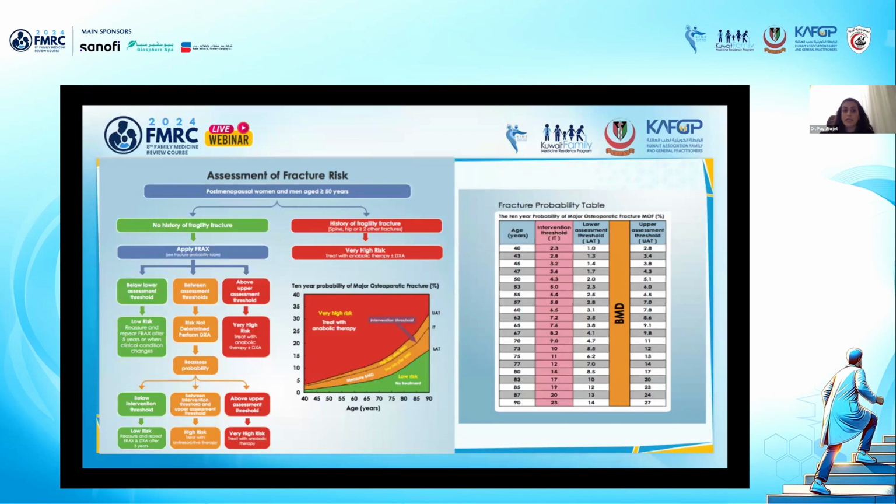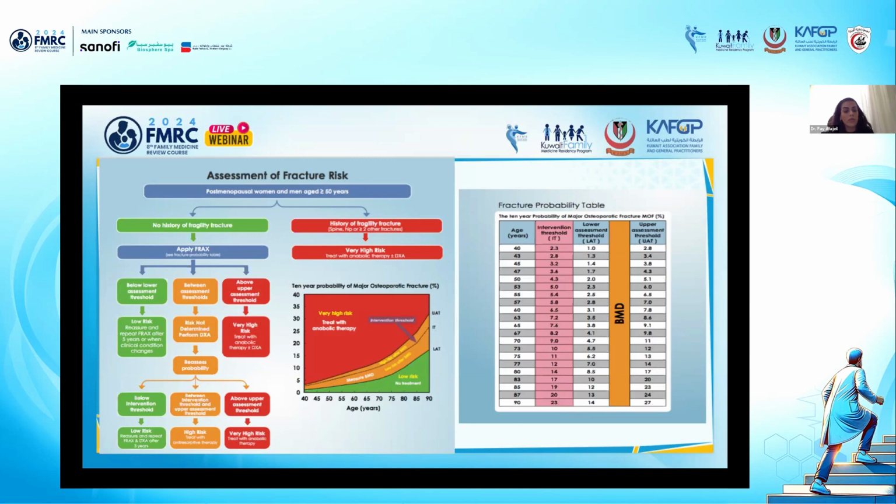If the patient has not sustained a fragility fracture, so the answer to the question was no, you will apply the FRAX, the tool, the calculator that we talked about. You will put the patient's age, the gender, and you will answer the questions, and according to the percentage that you get of the major osteoporotic fracture percentage, you will determine what to do with that case.